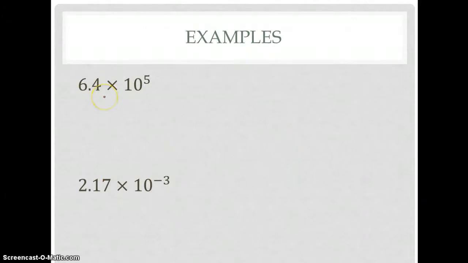So if I had a number like 6.4 times 10 to the 5th, positive exponents mean move to the right. And for 2.17, move that decimal place. Negative exponents mean move to the left. So negative numbers, we're getting a smaller number as a result. Positive numbers are getting larger.